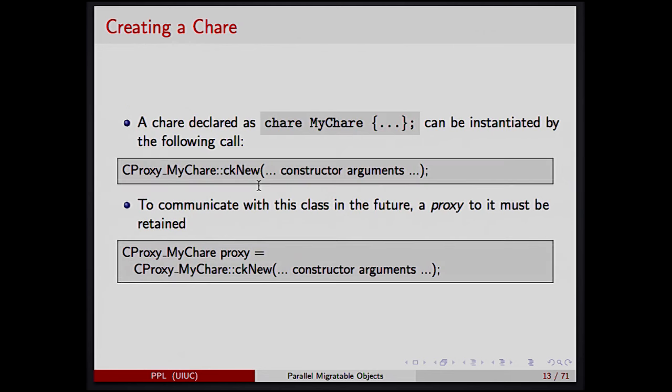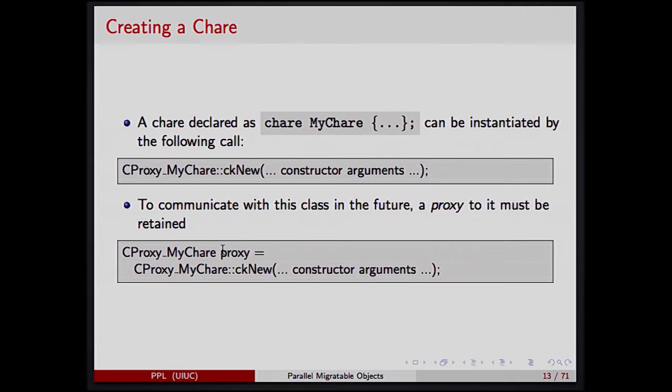So creating a char, we already saw the CkNew on an earlier slide. But when you create it, you want to be able to communicate with it in future, so you actually get a proxy back, right? Normally in C programs, C++ programs, you get a pointer back when you create an object. In Charm++ programs, you get a proxy back, which is a global handle. Remember that earlier picture that some objects are all visible globally? Well, that cannot be done through a regular pointer unless you're using UPC++, as you will hear a bit later. But in Charm++, it's a proxy that you create, right?